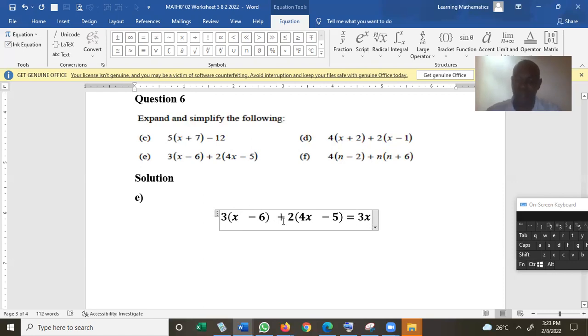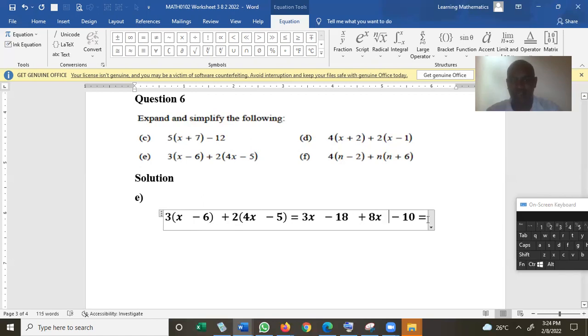3 times -6 is -18. +2 times 4x is +8x. And +2 times -5 is -10. Okay, can we simplify? Yes, because 3x and 8x are like each other. Okay, so that's 3x and a -18, 8x and a -10.